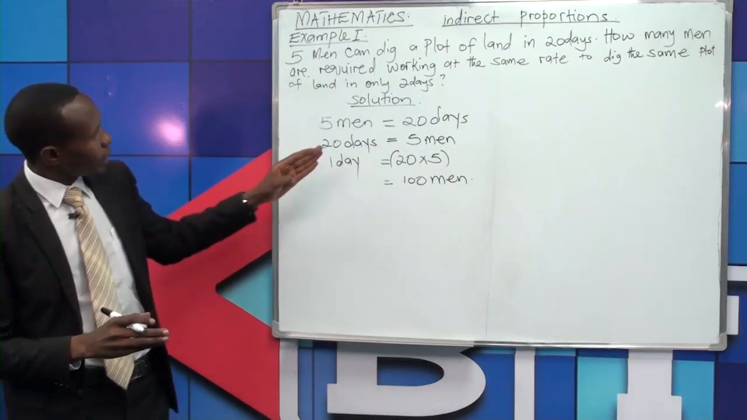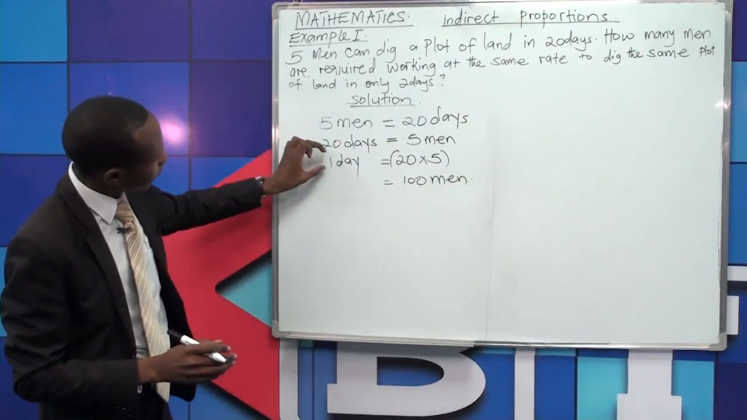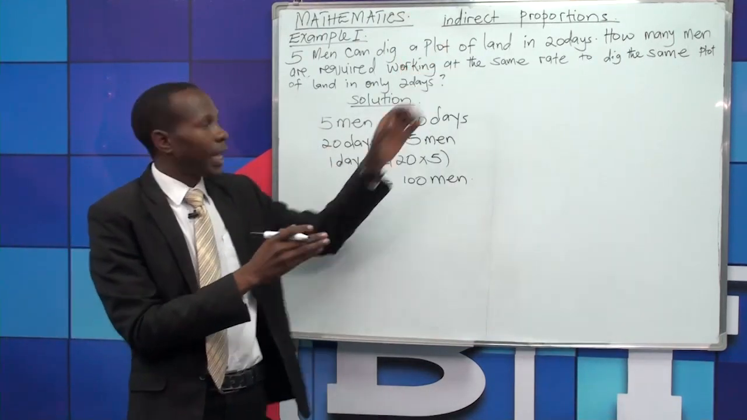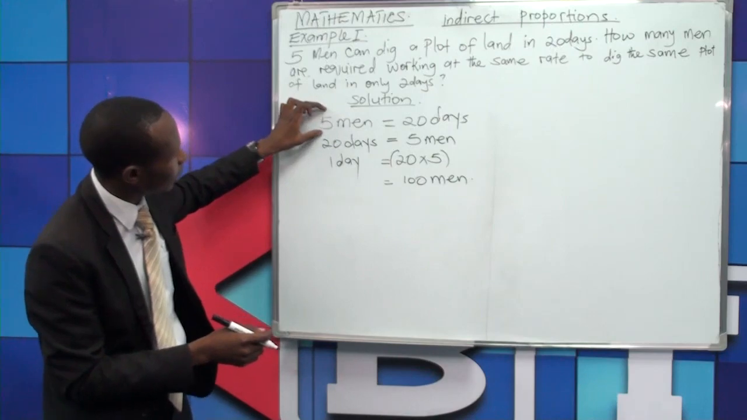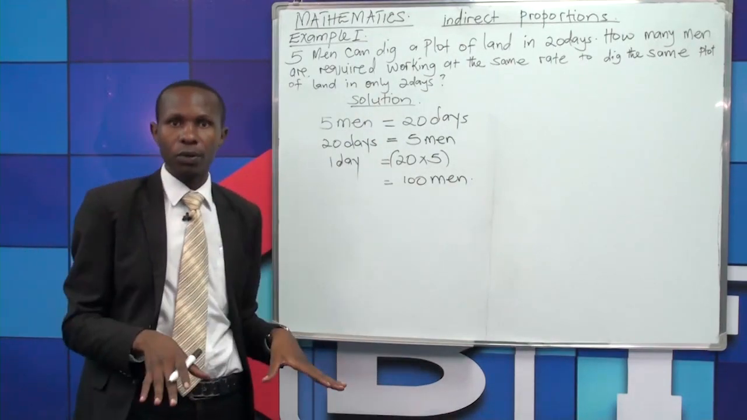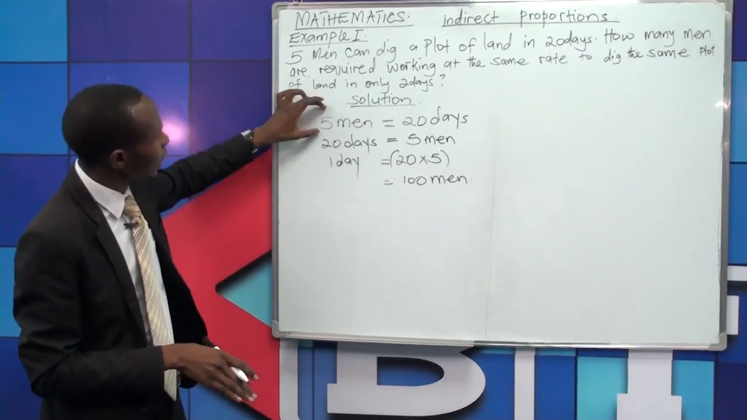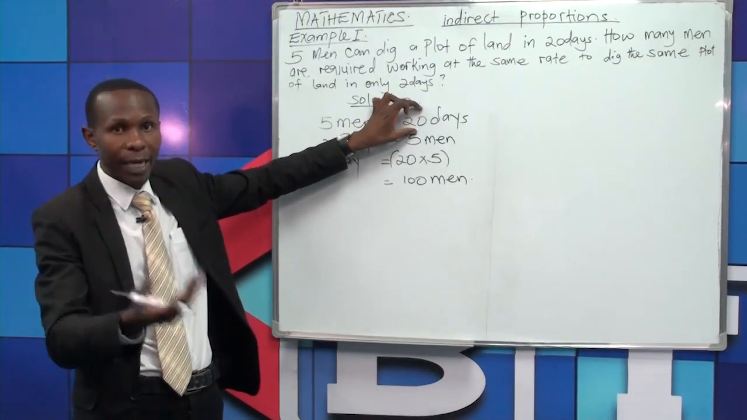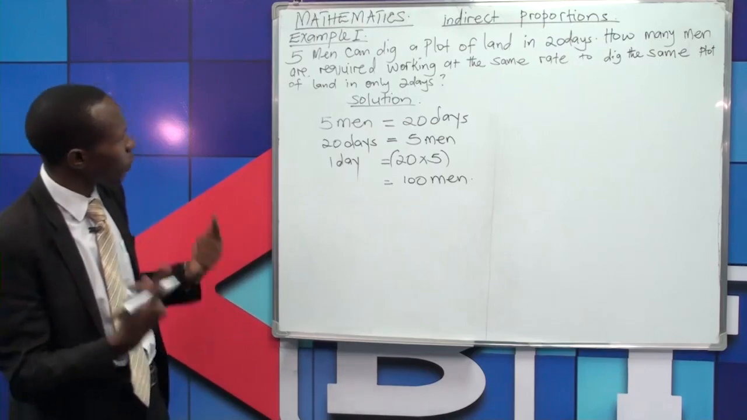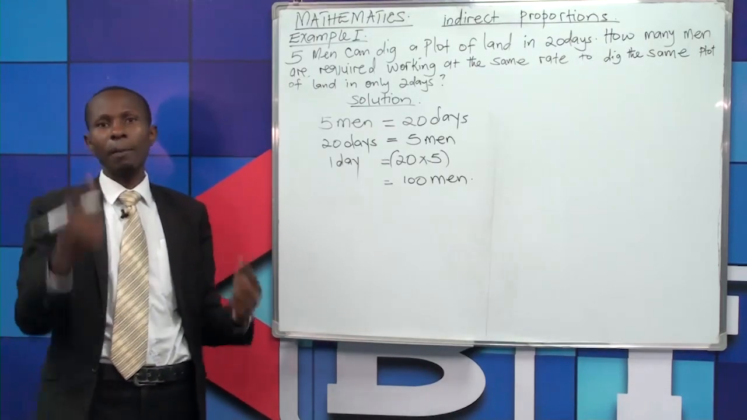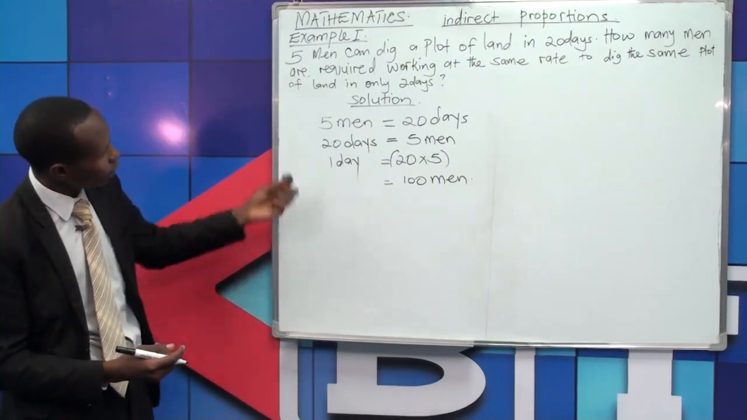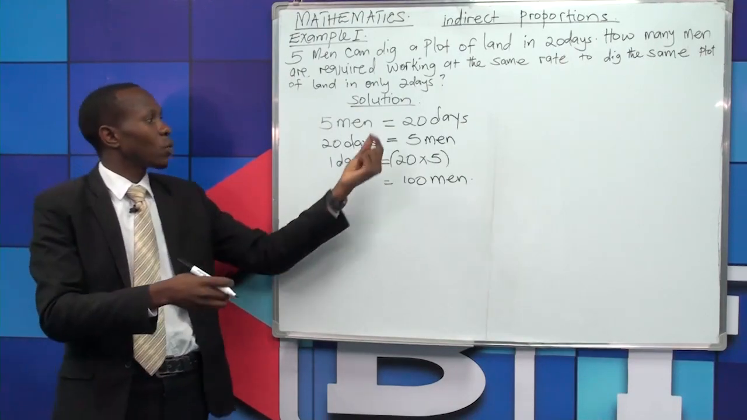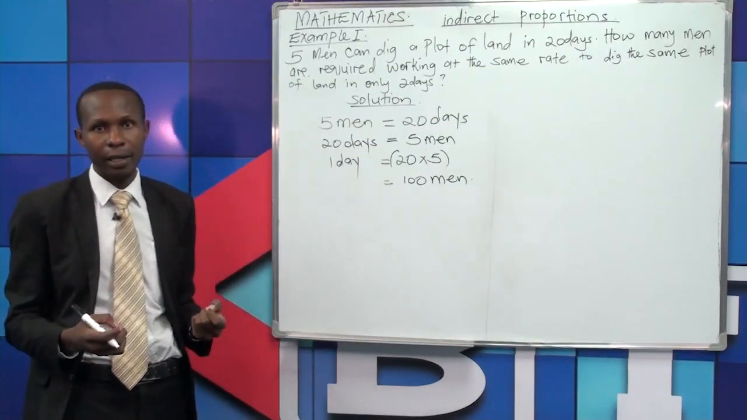So when you look at this, you realize that when days are few, the number of workers is very many. And when the number of workers is very many, then the days are few. That's why you realize that when you come to 5 men, it will take a short period of time. That will be 20 days. But when you come to one person individually, if you are only one person, how long will you take? You realize that when you are one person, you will take more than what has been given.